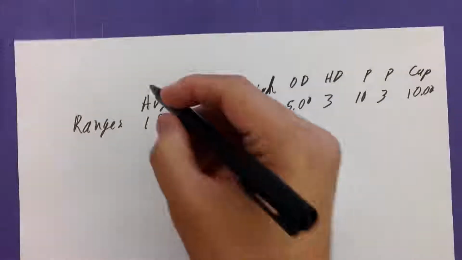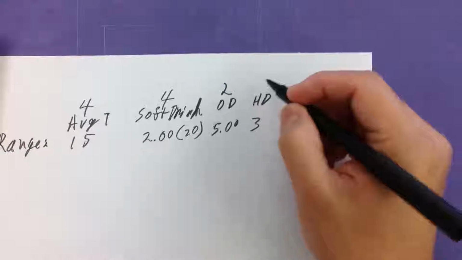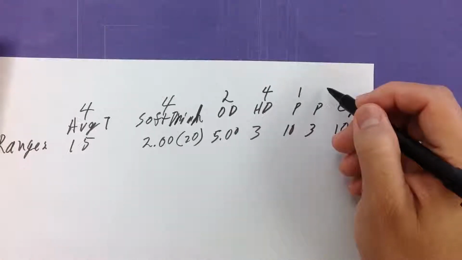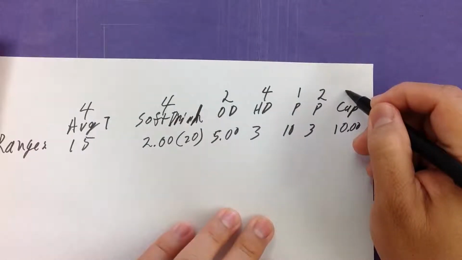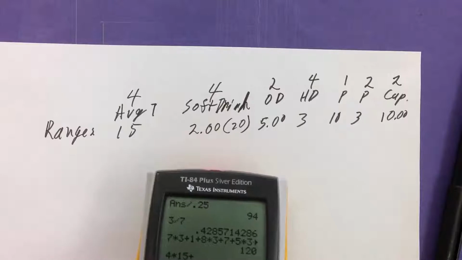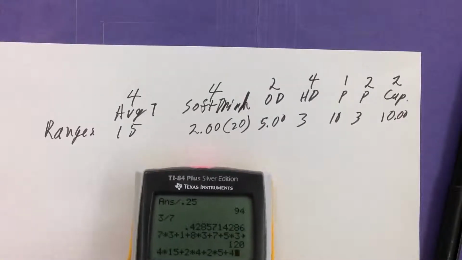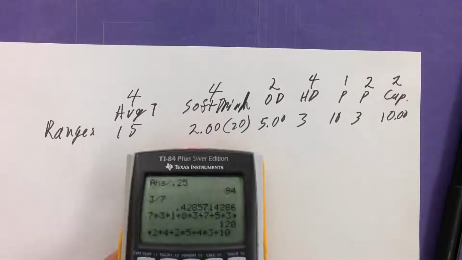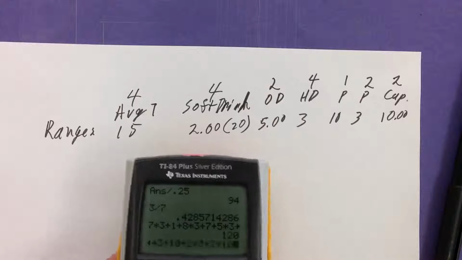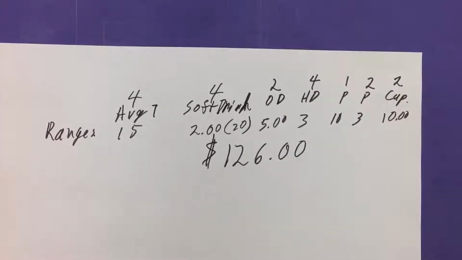And so now, what I'm going to do, this is the average ticket price, they have 4 of them, so you're going to multiply that by 4. We have 4 soft drinks, 2 other drinks. We have 4 hot dogs. They got to eat. 1 parking space. Let me see. What did they say for the programs? 2 programs and then 2 caps. And then we just multiply them all and just add them all together. So 4 times 15 plus 4 times 2 plus 2 times 5 plus 4 times 3 plus 10. Why multiply by 1? I don't know. 2 times 3, and then of course 2 times 10. So $126. And that's what you need to do for this particular test.